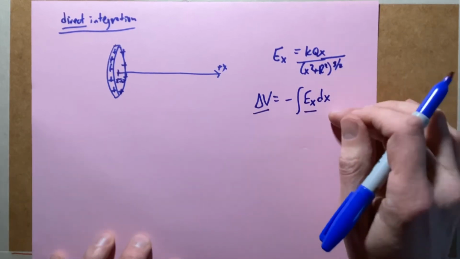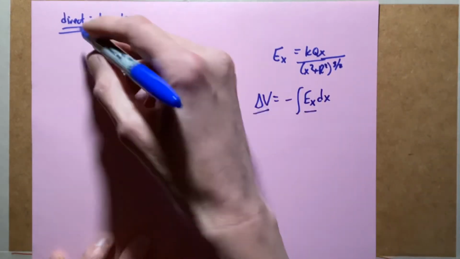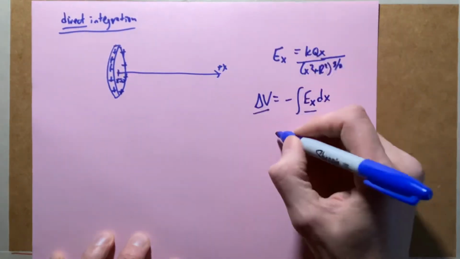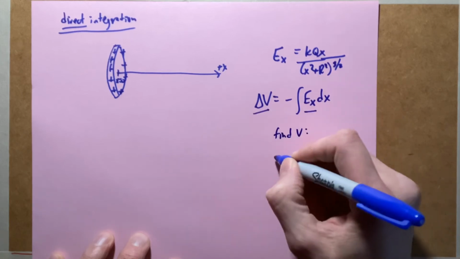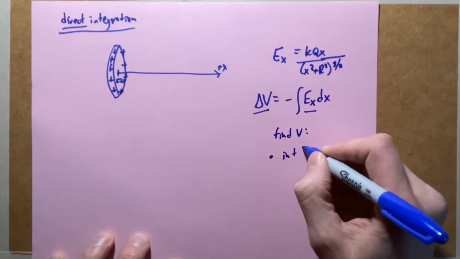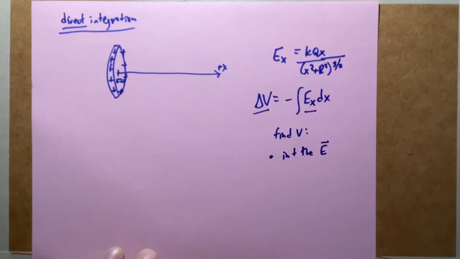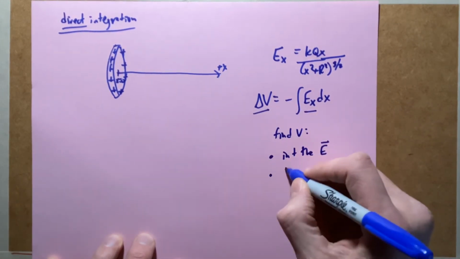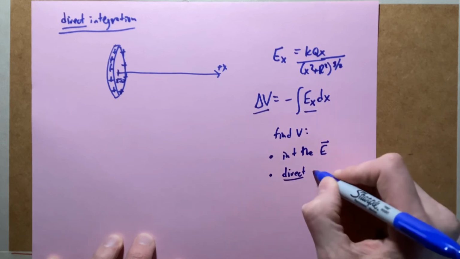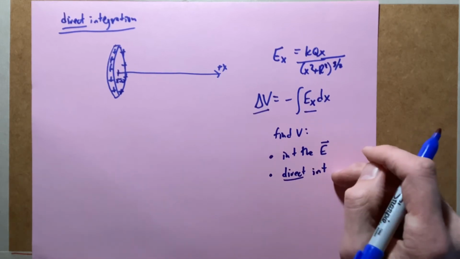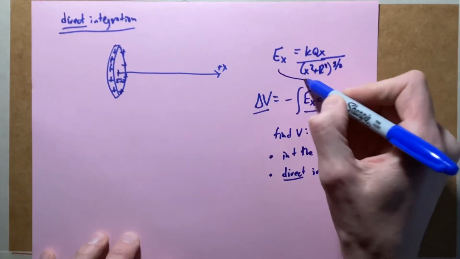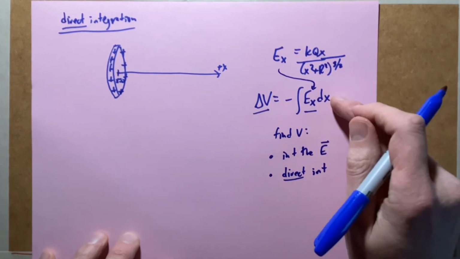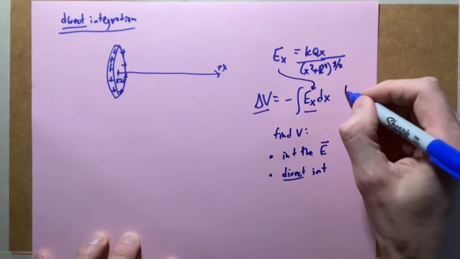Now, that's not what I mean by direct integration. There are two methods to find voltage. The first is you integrate the electric field, in other words, you find the voltage from the electric field. The second method is what I call direct integration, not using the electric field. You can certainly put this in here and it'll work, but sometimes this would be difficult.